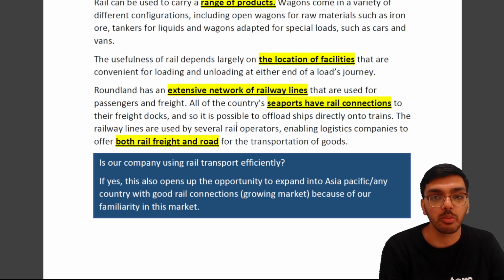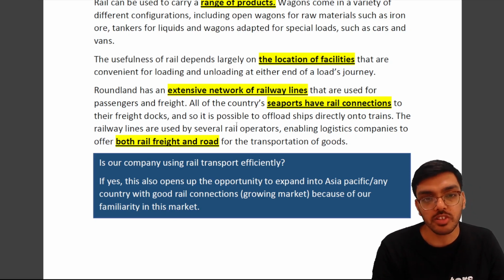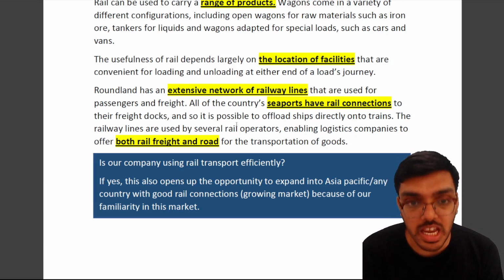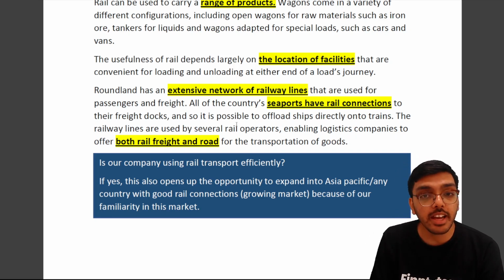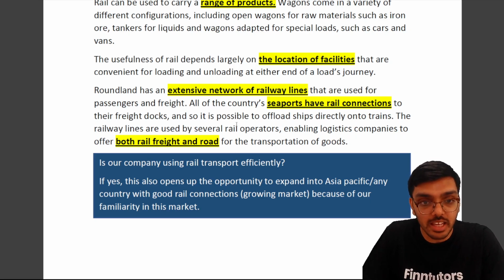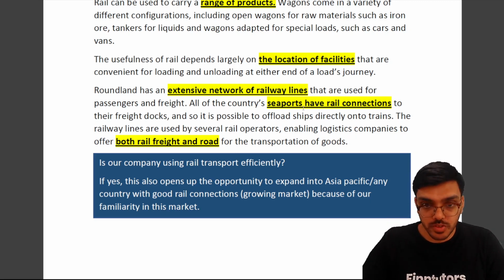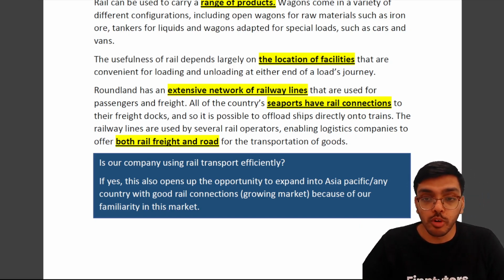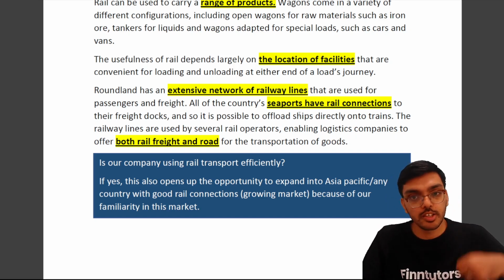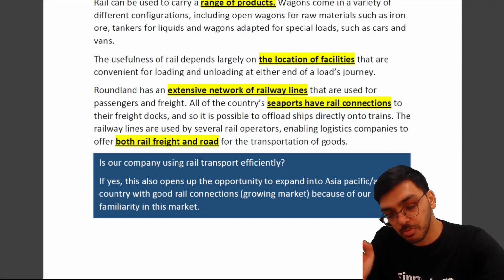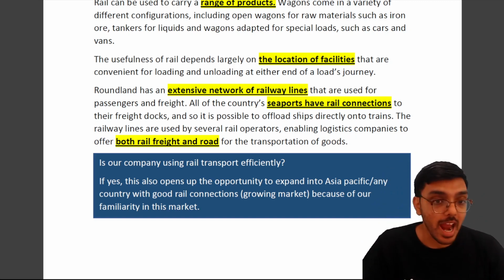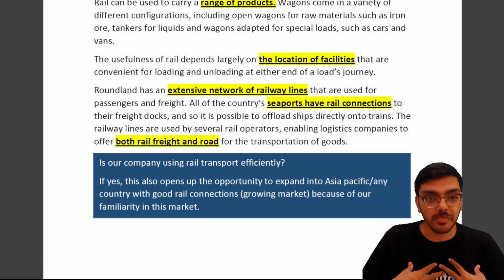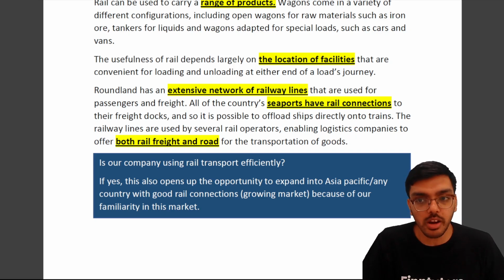Roundland has an extensive network of railway lines that are used for passengers and freight, which means in Roundland, rail transport can be very efficient and good for my business. All of the country's seaports have rail connections to their freight docks, and so it is possible to offload ships directly onto trains. So sea transport and rail transport can go hand in hand because of the availability and the nature of Roundland. It can be used to our advantage because Daistruk is situated in Roundland.